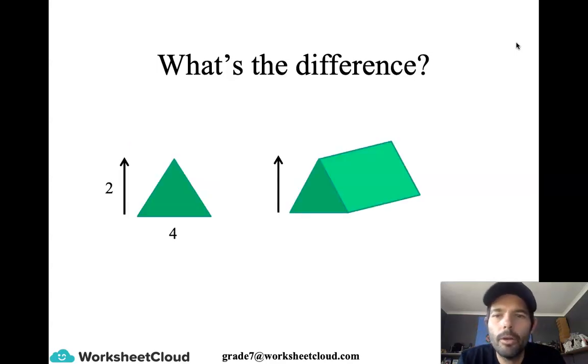Well, here's a triangular prism. And again, you can see that the shape on the left will have an area of half 2 times 4 is 8. So therefore, the front triangular face of the triangular prism on the right will have the same area. Okay? The only difference is that it's now got depth of 6 units. All right?